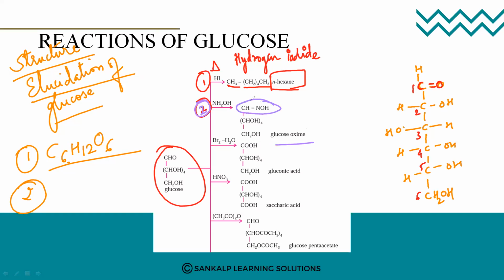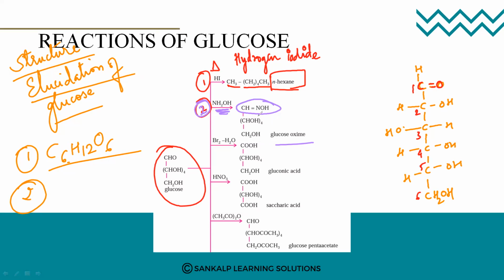You can see the reaction only takes place at the carbonyl carbon. So this indicates the presence of a carbonyl group. When you react it with hydroxylamine at your carbonyl group, what is formed? Oxime. That is, glucose oxime is formed.